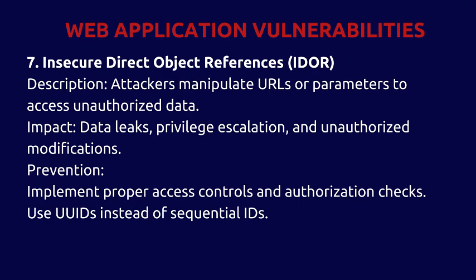Number 7, we have the IDOR, which means the Insecure Direct Object References. What does this mean? This is where attackers manipulate the URLs or parameters to access unauthorized data. What are the impacts? Data leaks, privilege escalation, and unauthorized modification. How then can we prevent this? By implementing proper access controls and authorization checks. Next, you use UUIDs instead of sequential IDs.